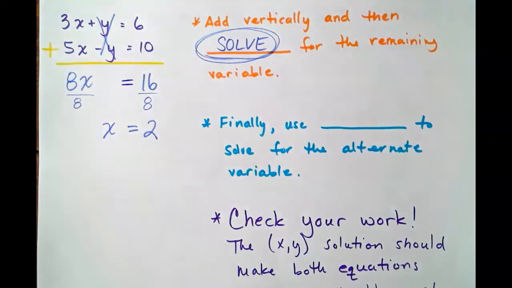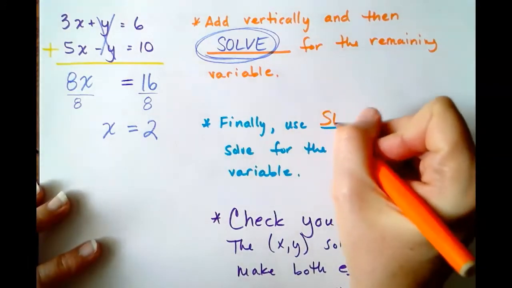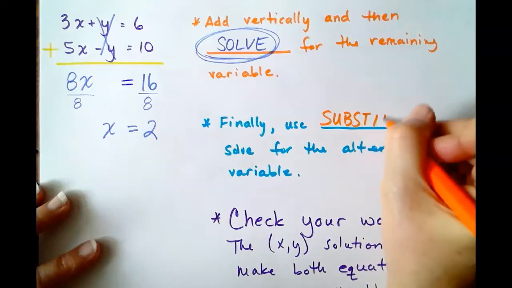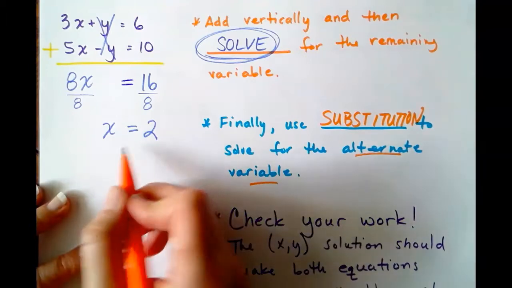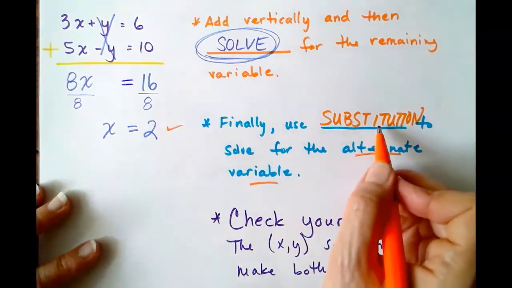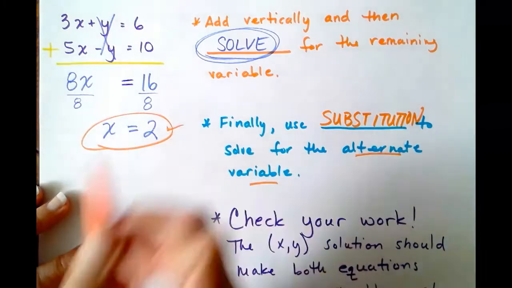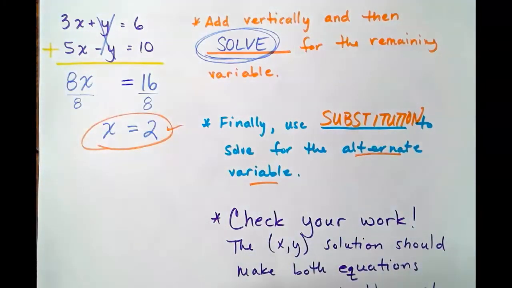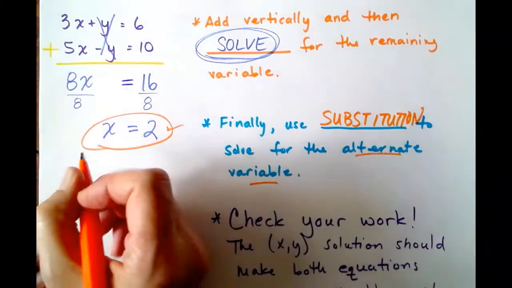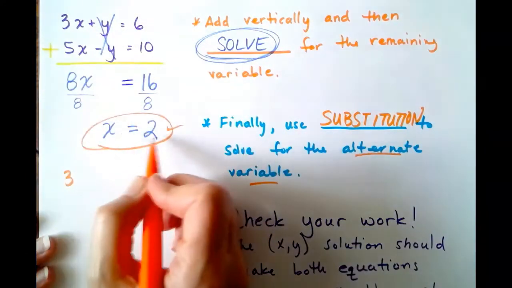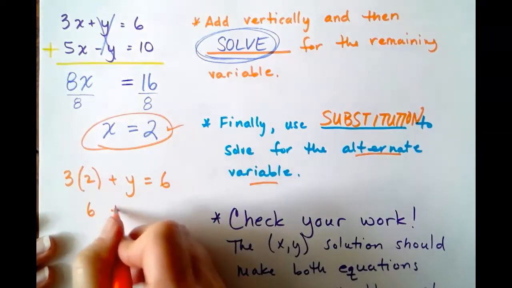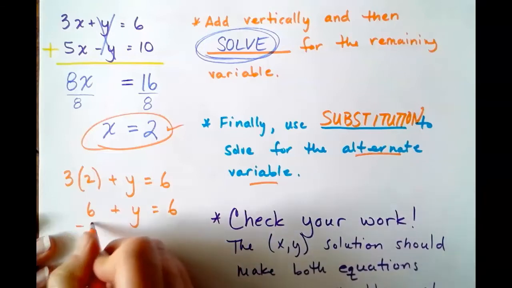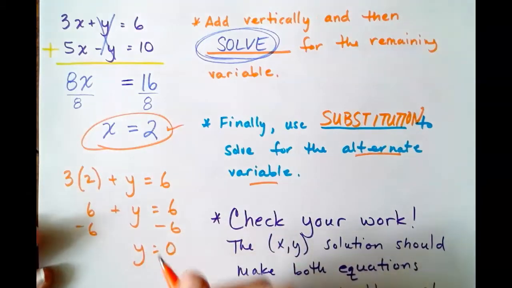So when we get x equals 2, we can now finally use substitution to solve for the alternate variable. So we found out what x is. Now we're going to substitute this x value back in to solve for y. And you can choose either equation. It doesn't matter. I'll go with the first one. 3 times x, we just found x to be 2, plus y equals 6. 6 plus y equals 6, minus 6, minus 6, y equals 0.